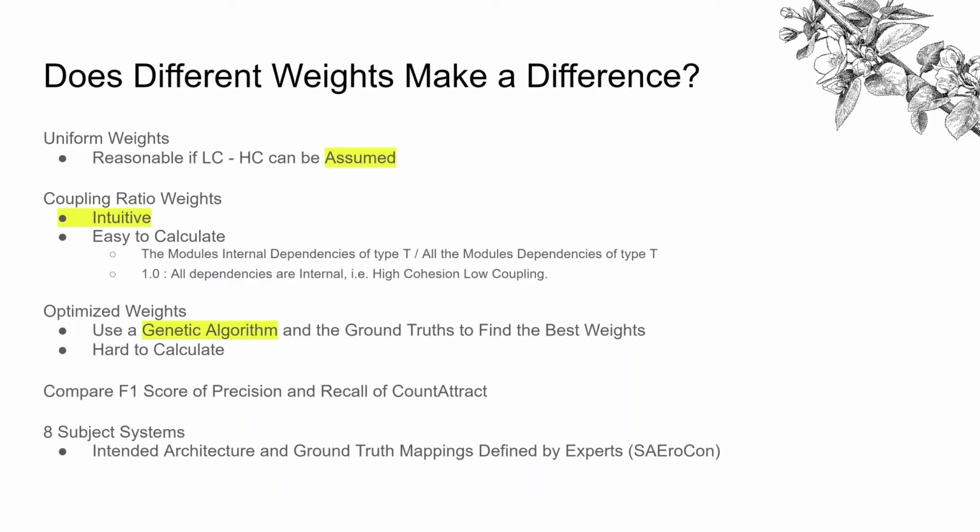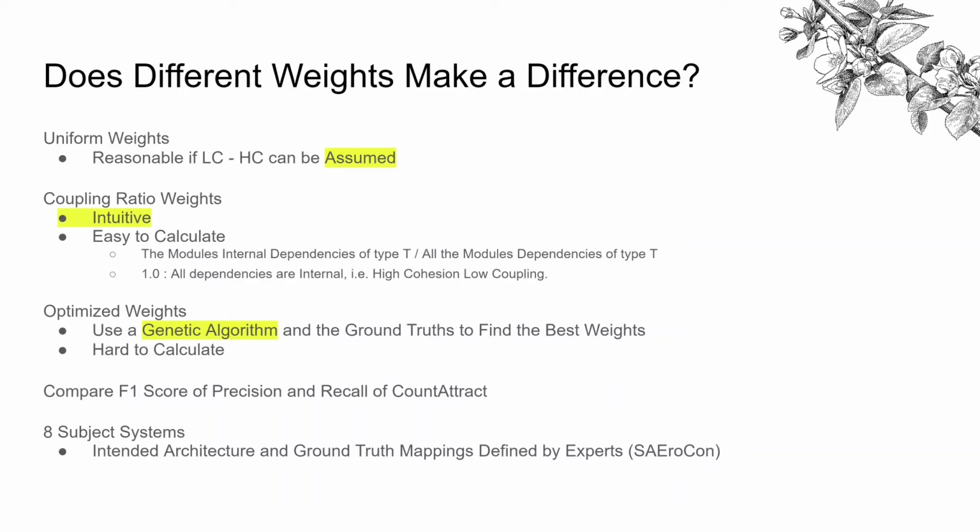Another choice would be to take a look at the source code and try to understand how many of the dependencies are internal to modules and how many are external. If we know the ground truth mappings, we can compute this by dividing all of the internal dependencies of a certain type by all of the module dependencies of this type. So if we get 1.0, all dependencies are internal. That is, we have a high cohesion and low coupling design for that type of dependency.